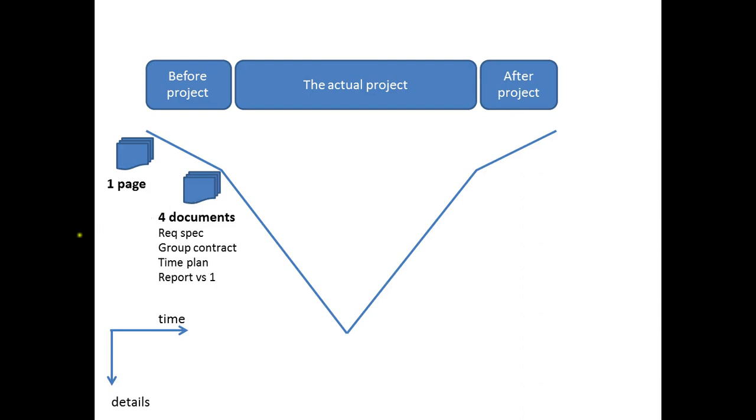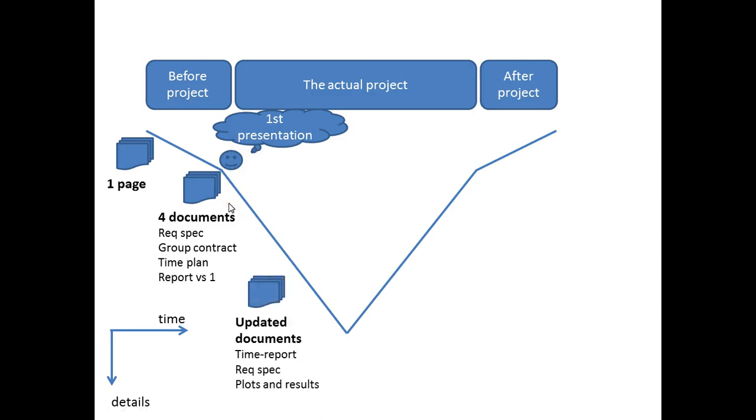video. And these 4 documents sort of specify what is going to be done. So here we have the requirement specification and the group contract and the time plan, and also the first version of the report. So these 4 things should be handed in at a particular time, a couple of weeks into the project. And shortly after that, you also have the first presentation, where you present for the other groups what you're supposed to do. And after that, the project starts.